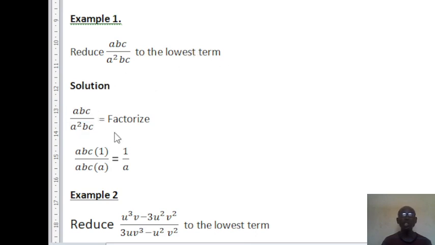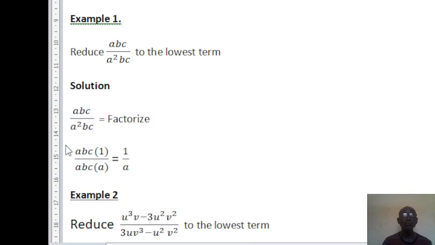Solution. In finding the solution, we tend to factorize this fraction. How? We check for the common terms. A is present in the numerator, and it's also present in the denominator, even double. We see B is present in the numerator, and we also see B in our denominator. Likewise, we see C in our numerator, and we also find it in our denominator.